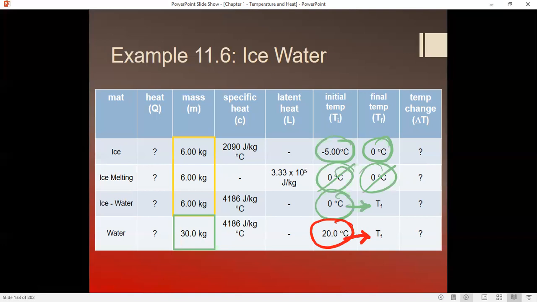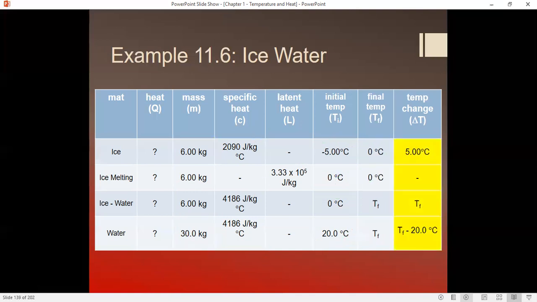Okay, what else can we do here? Well, notice that I put in the specific heat for ice. I put in the specific heat of water because once the ice is melted, it is liquid, so you've got to use that C. Here is the specific heat for liquid water, and here's the latent heat of fusion for water. Okay, what can I do first?